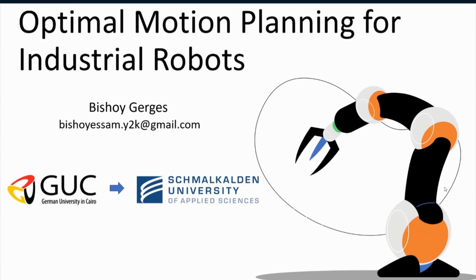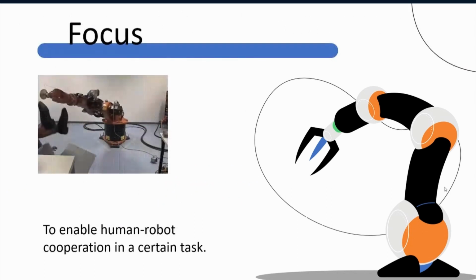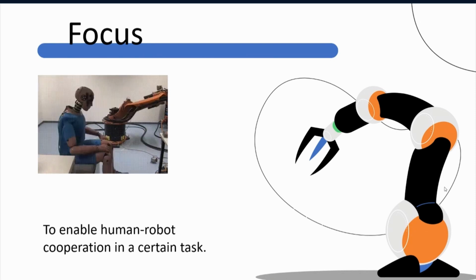Our topic today is optimal motion planning for industrial robots. So my main focus is that, as you can see, most of the robots, for example, in factories and so on, have certain workspace to work in, meaning that there must be safe distance between the robots and the humans, and certain barriers so that no one can get closer to the robot while it's operating, because of course you don't want to be like this guy here.